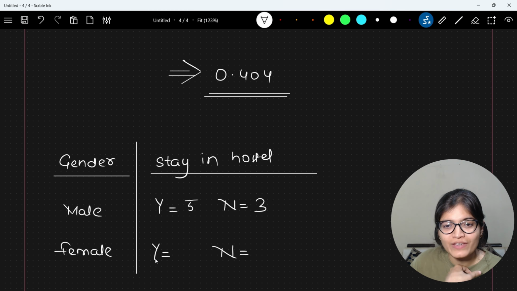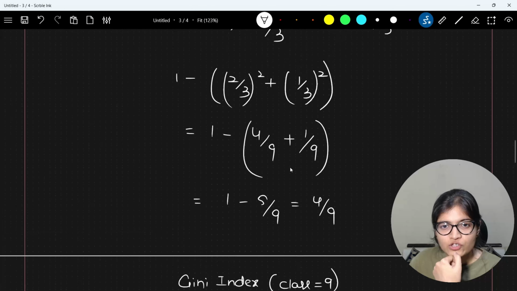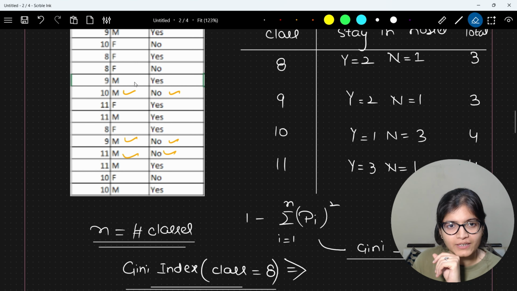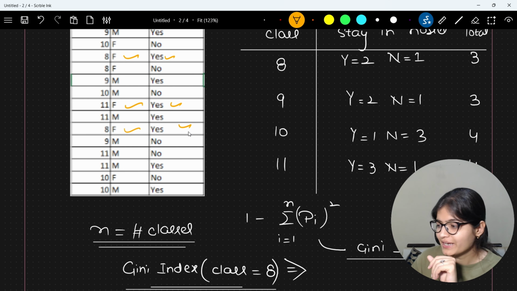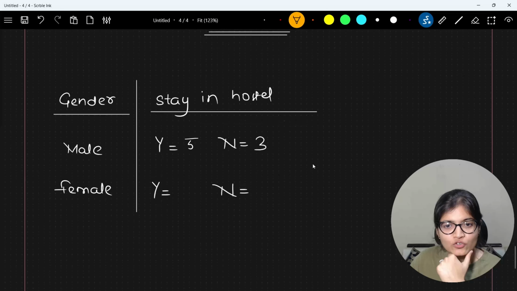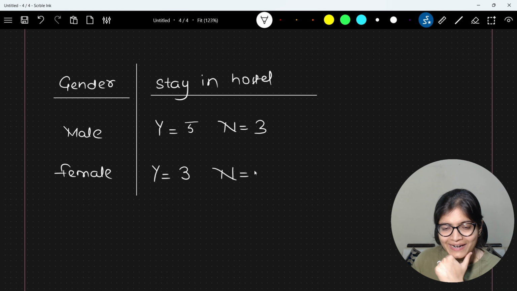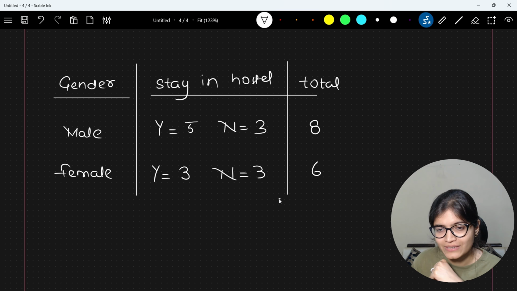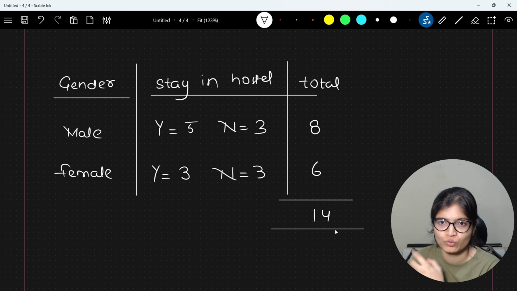Similarly, we will evaluate female and yes. A similar task I am doing here, nothing much different. So female and yes, 1, 2 and then 3. So in total we have 3 records with respect to female and yes, and there will be 3 no as well. Now the total number of records here is 8 here and 6 here. So the total number of records becomes 14, which is true.